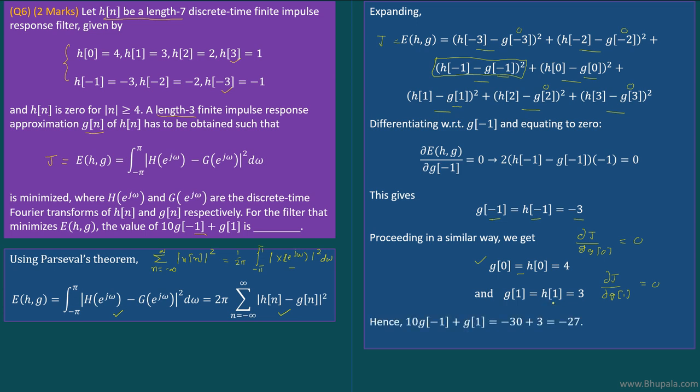In this way you can evaluate g of 1, and you are asked to evaluate 10 times g of minus 1 multiplied with g of 1, which turns out to be minus 27. Hopefully you have understood this problem. Thank you.